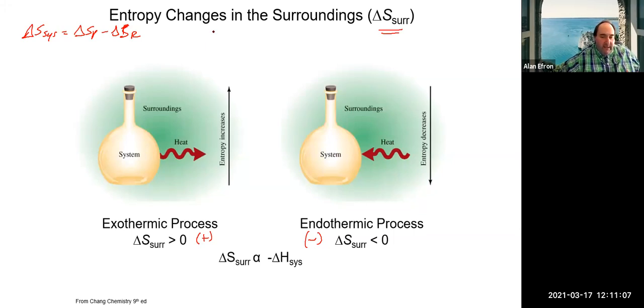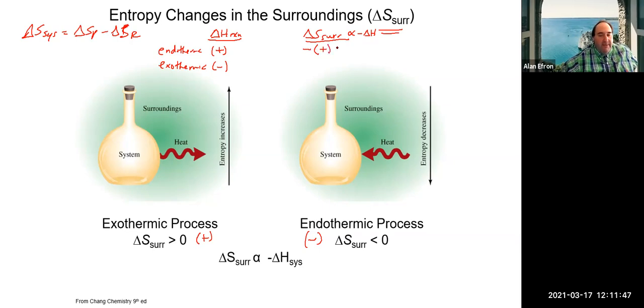Well, let's think about what that means. If we have our delta H value for the system here, or the reaction, and if it is positive, that means it's endothermic. And if it's negative, that means it's exothermic. Now, our delta S of the surroundings is proportional to negative delta H. So what does that mean? Well, it means if I have an endothermic process, my surroundings would be negative of the delta H.